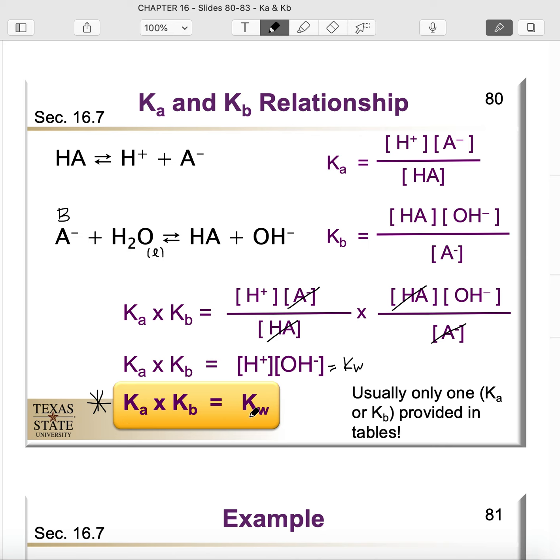where Kw, you might recall, is 1 times 10 to the minus 14 if we are talking about a temperature of 25 degrees Celsius. Now, in tables and online, you will usually find either the Ka or the Kb for the substances that you're interested in. So this equation is really useful because it allows you to calculate one from the other. For example, if I wanted to calculate Ka, I would say Ka would be equal to my Kw divided by Kb, or similarly, if I was looking for Kb, Kb would be found by taking Kw divided by Ka.